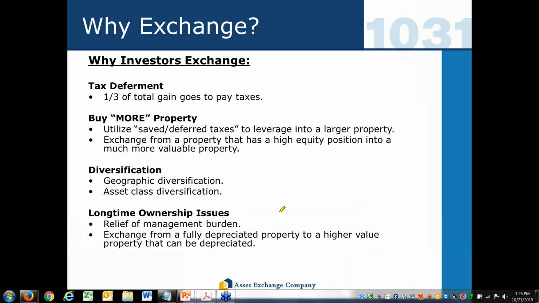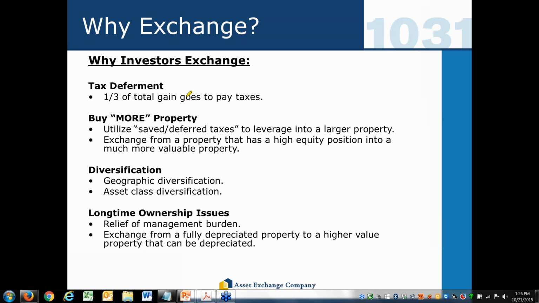Or some of my clients say, well, I don't mind this apartment building 4 hours away, but the problem is I've owned it for so long that I can't take any more depreciation. Well, time to exchange it? Possibly, right? Some of our clients, their CPA tells them, as soon as your property is fully depreciated, get rid of it. Go buy a new, larger property that you can take new depreciation schedules on.